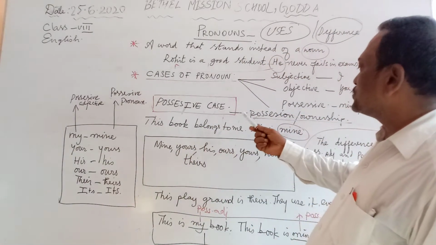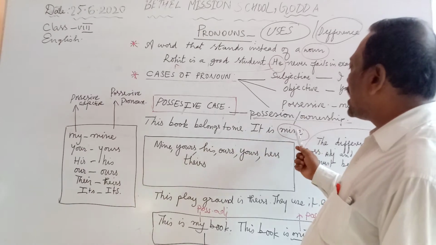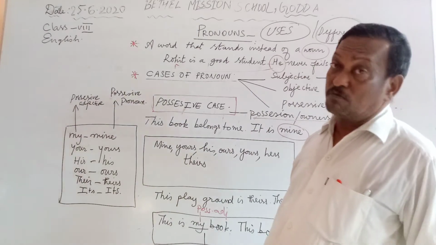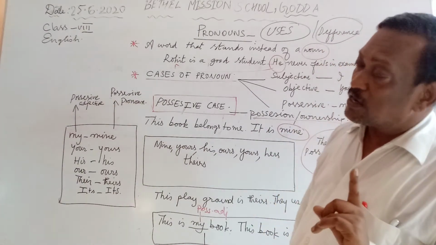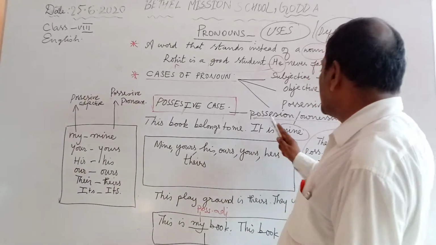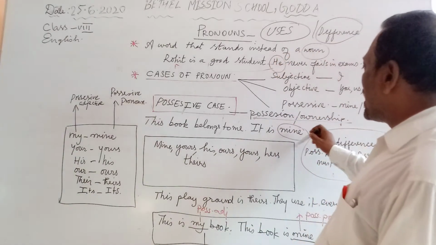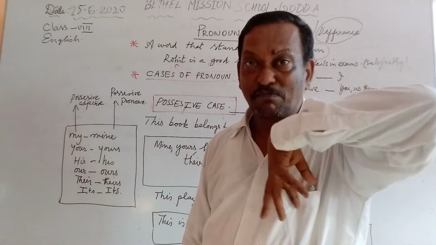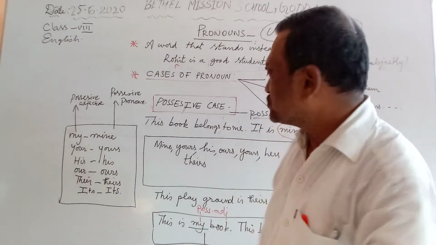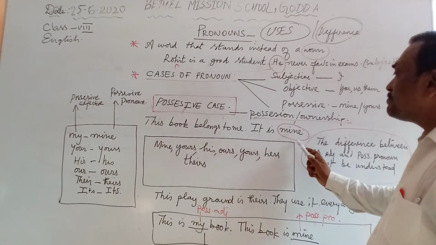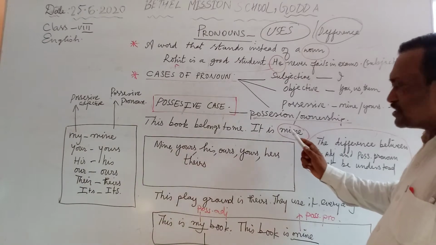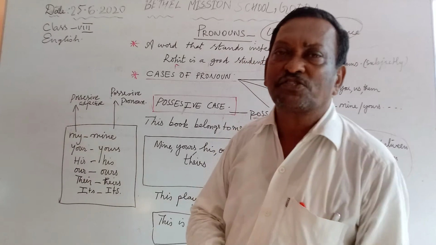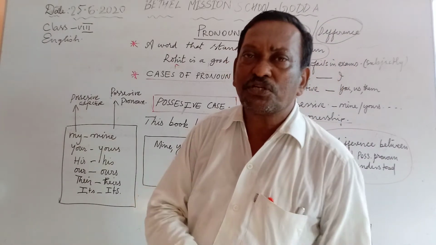This book belongs to me. It is mine. So the book belongs to me. Whom does the book belong to? It belongs to me. And it is mine. So the word mine tells you that the book does not belong to anybody but me. It is mine. So this word mine is a pronoun. And this word mine shows ownership. It shows the possession. It shows that something belongs to you.